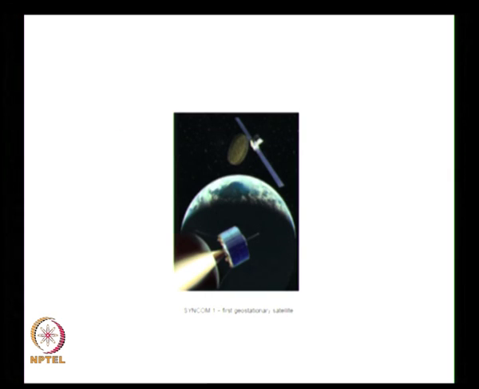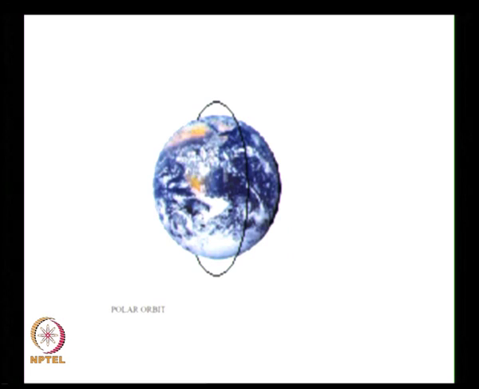This shows SYNCOM-2. The first geostationary satellite launched by the US was not successful, therefore the second one was successful. This was on 26 July 1963 and it relayed the Tokyo Olympics. This is a polar orbit, you go from north to south. You see this is north to south, you are going around it like this, and you also find that this angle is not really 90 but a little more than 90.